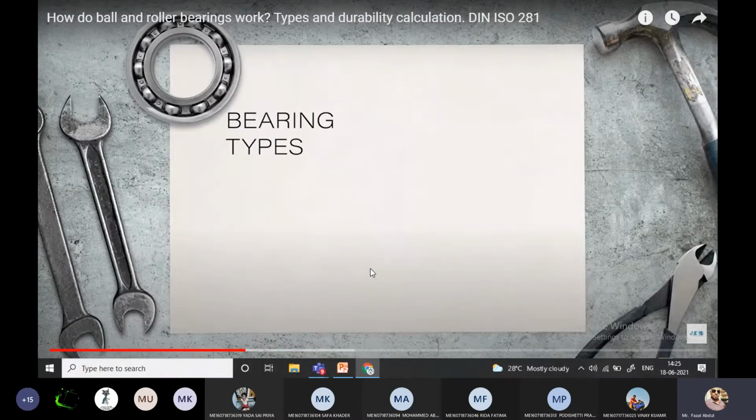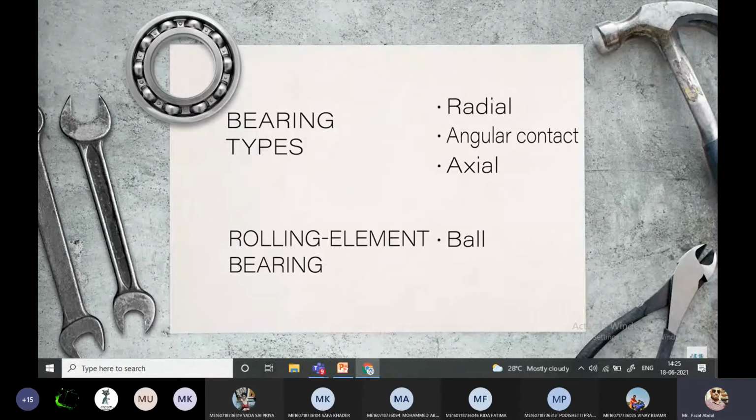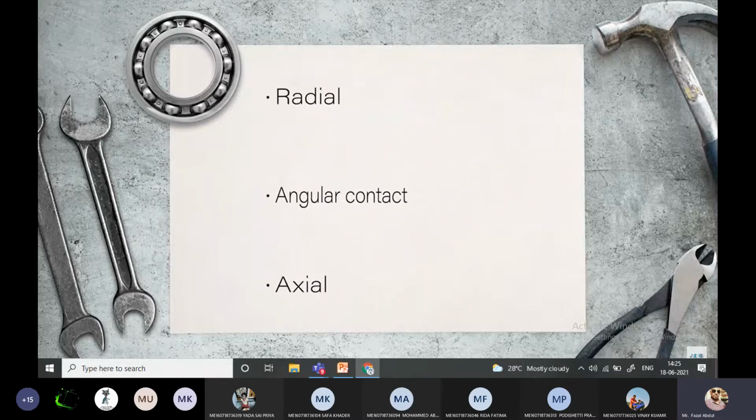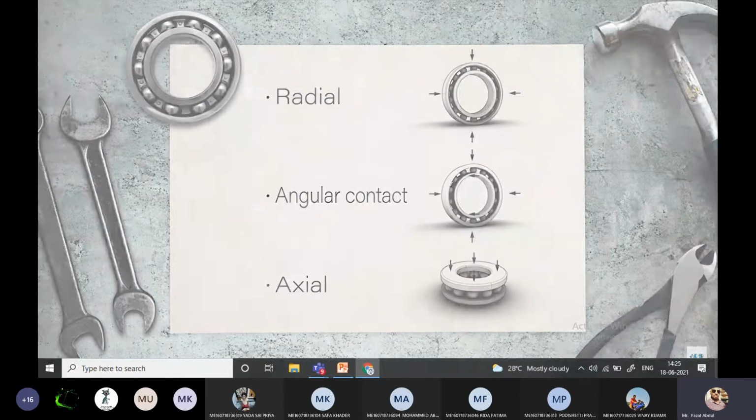But the three main categories are radial bearings, angular contact bearings, and axial bearings. At the same time, rotary bearings can be divided into ball bearings or roller bearings. The three main categories just mentioned differ according to load direction. So, radial bearings are used to withstand forces which are perpendicular to the axis. Angular contact bearings are used to withstand both perpendicular and axial loads. And axial bearings are used to withstand axial forces.